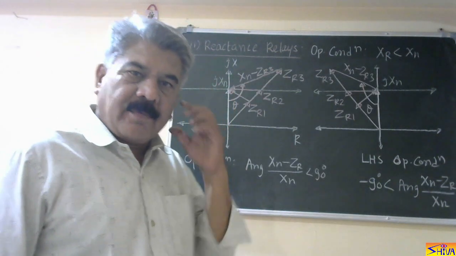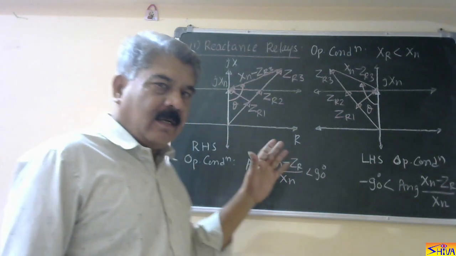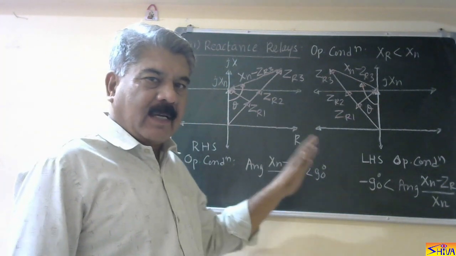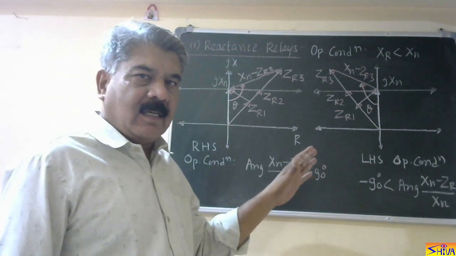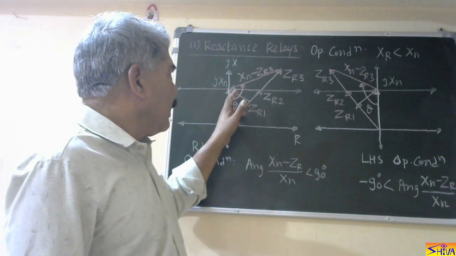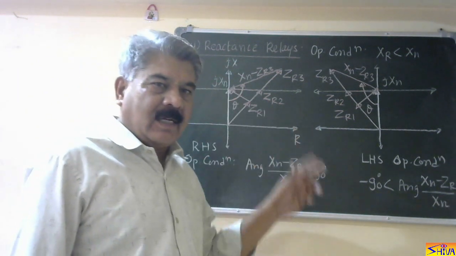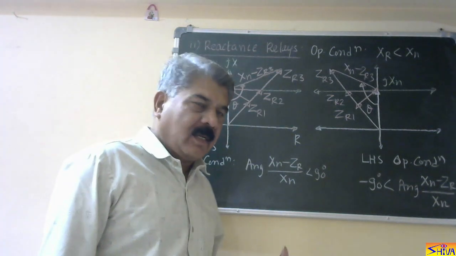The characteristic of reactance relay is a straight line in Rx diagram. The line is parallel to the resistance axis and it passes through the Xn coordinate on the reactance axis, where Xn is the reach of the relay.